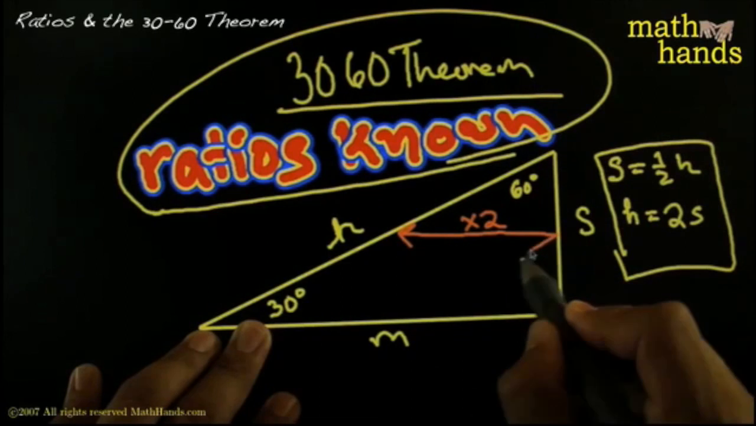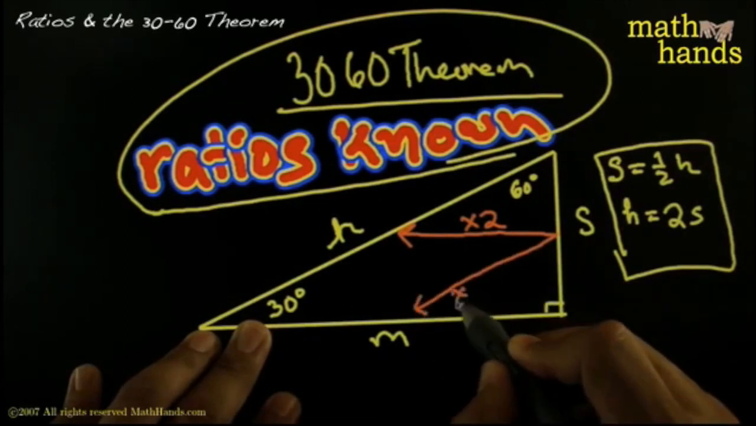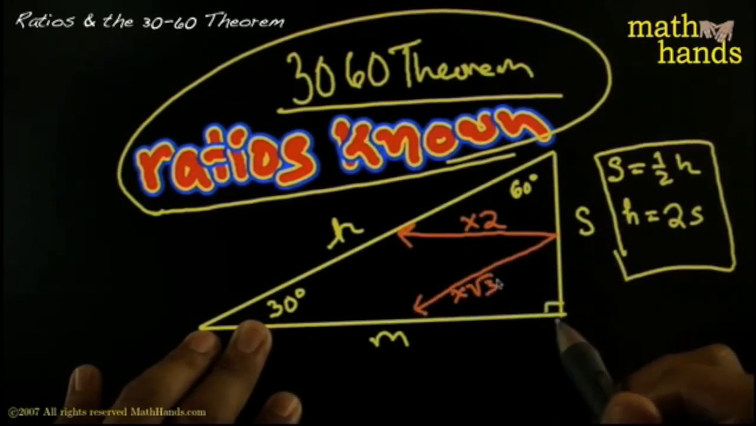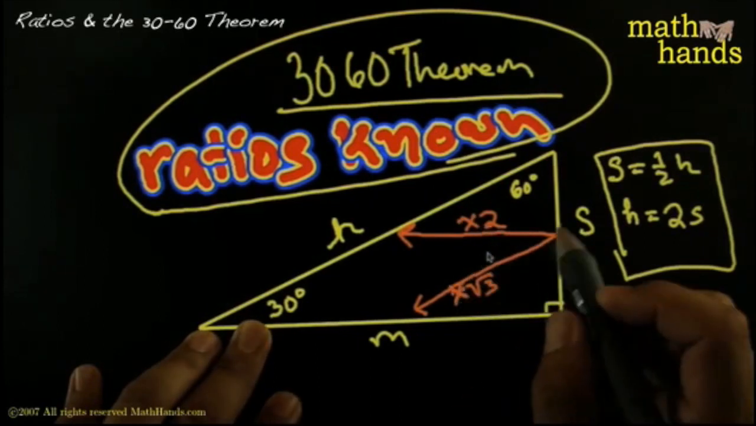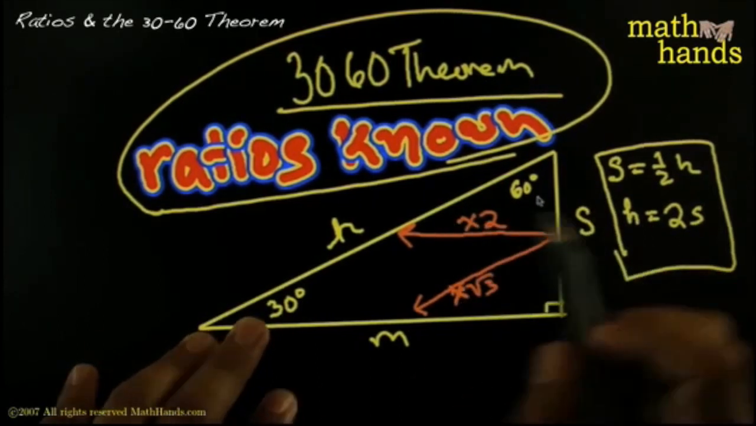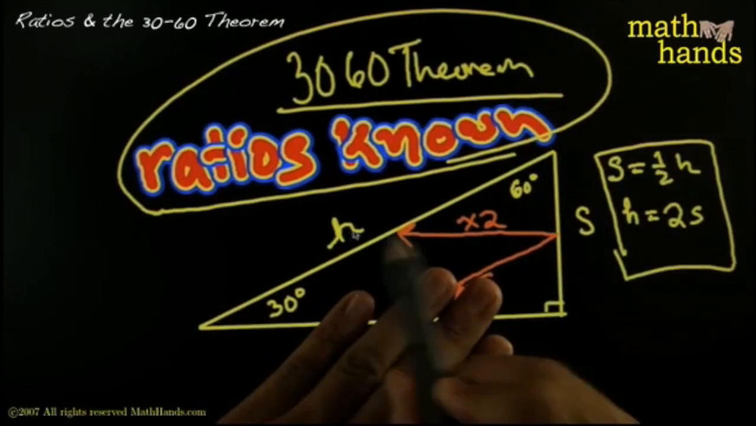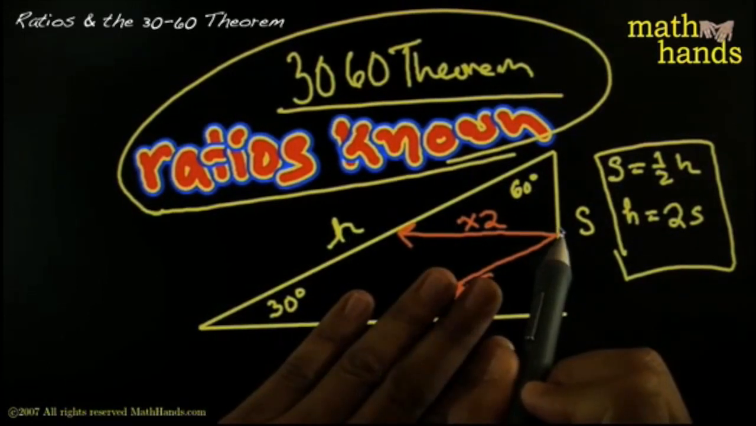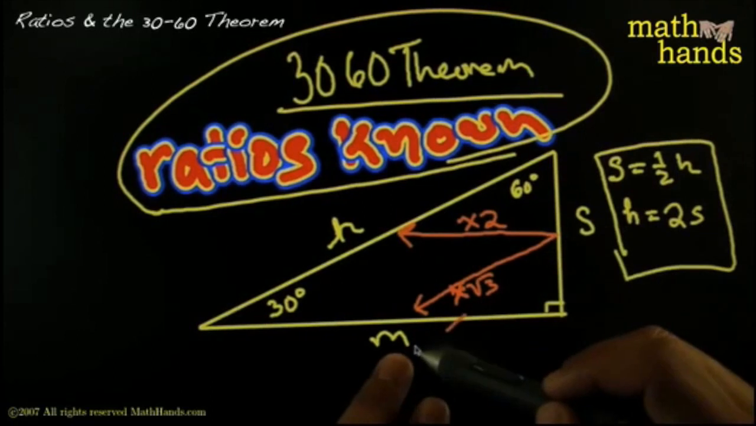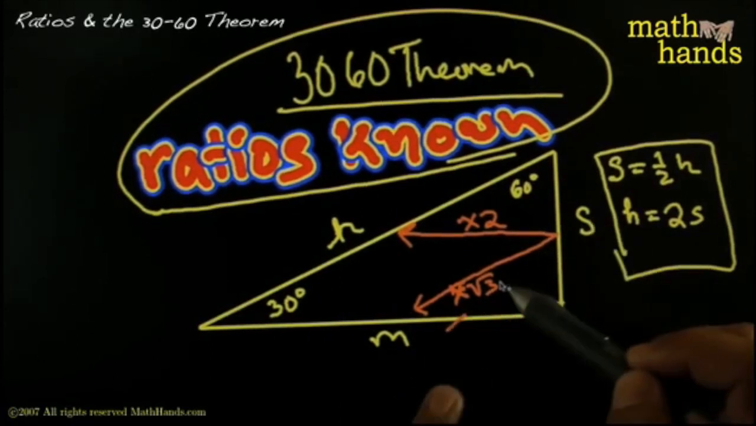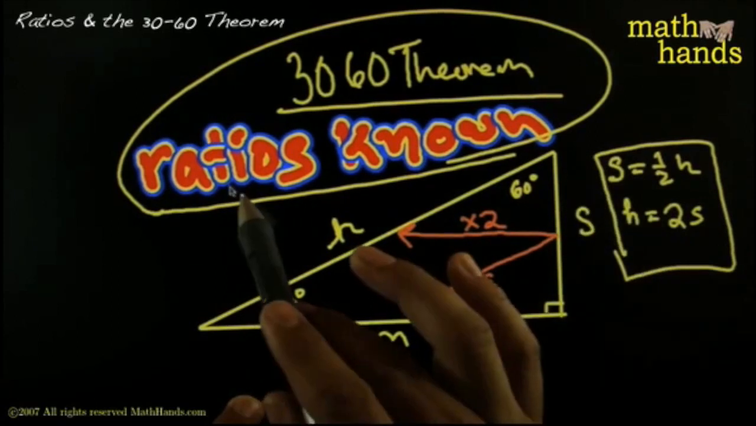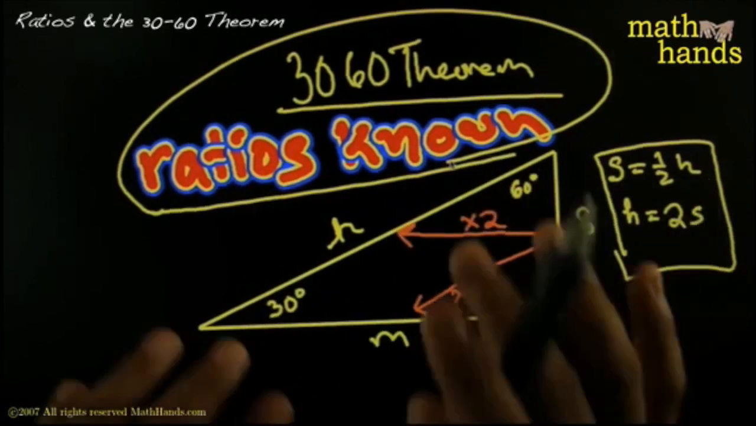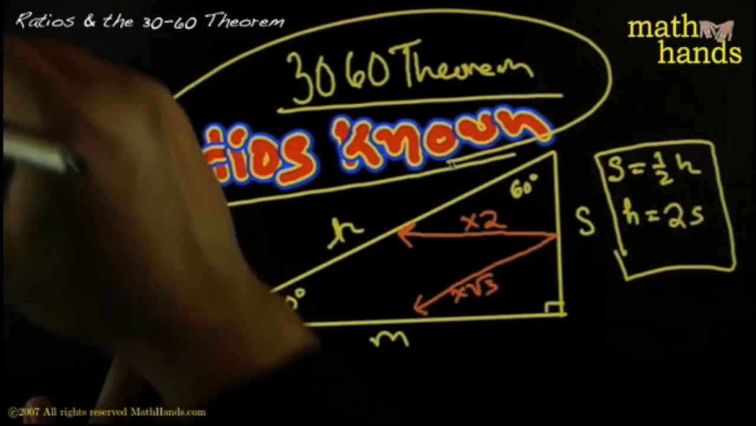To go from the small one to the medium one, all you do is multiply by the square root of 3. Okay? This is meant to be multiply, not x. This is times. Multiply. Of course, if you wanted to go backwards from the hypotenuse to the small one, you would divide by 2. To go this way, you multiply by square root of 3, and to go backwards, you would divide by square root of 3. Okay? That's what I mean when I say the ratios are known.